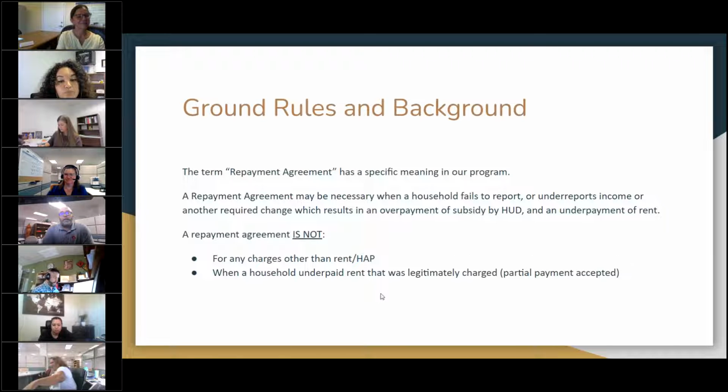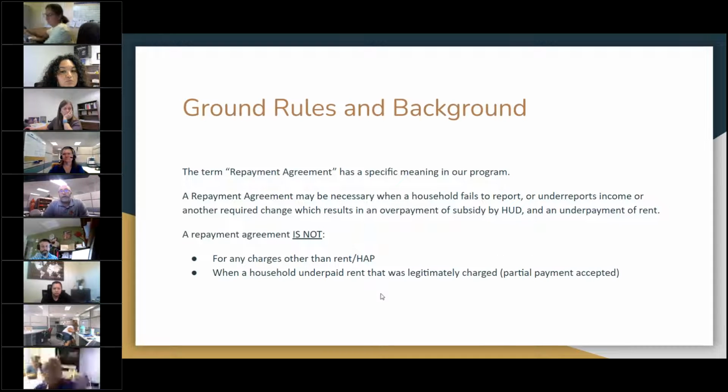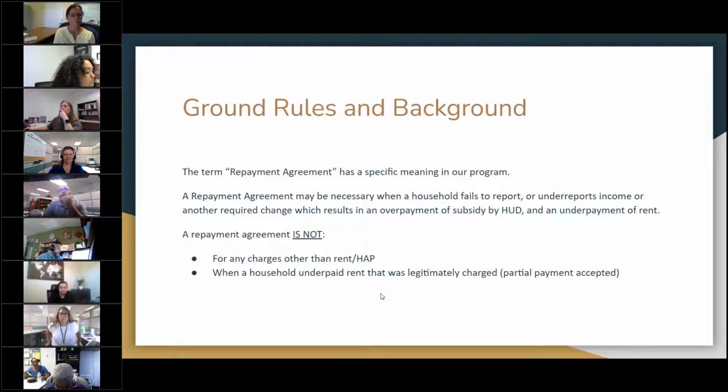All right. So first off, when talking about repayment agreements, it has a really specific meaning. We tend to throw that term around as though it's any time the resident owes for anything. That's not actually the case. When we're talking about repayment agreements, we're talking about situations where a resident fails to report a required change, usually an increase in income, and that results in an overpaid amount of subsidy that has to then be returned to HUD. So a repayment agreement is not for any charges other than rent and HAP. If you're looking at the ledger and you see a charge code that's not either of those two things, a repayment agreement is not the answer.